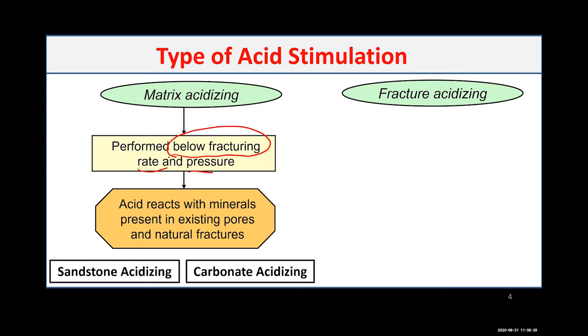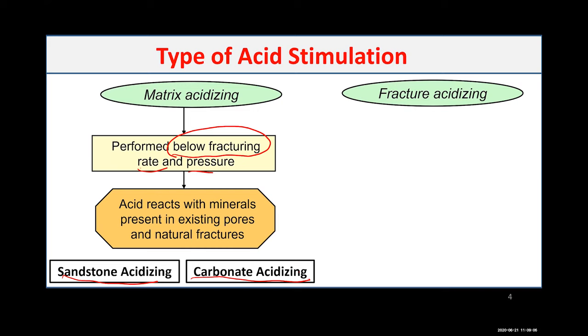You are not breaking the formation, you are pumping the acid to react and flow in the porous medium and react on the surface of the pores. We have two main types, what we call sandstone acidizing and carbonate acidizing, which depend on the type of formation you have. If you have a sandstone, that's called sandstone acidizing, and it has a special acid system that works for sandstone. If your formation is carbonate, you need carbonate acidizing, and there is an acid system specially for the carbonate part.